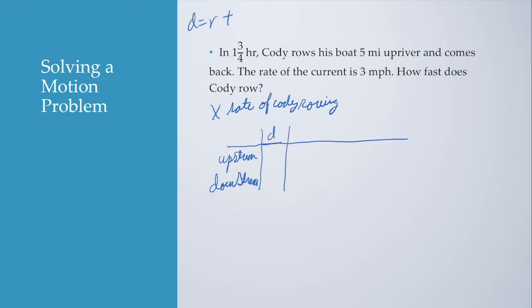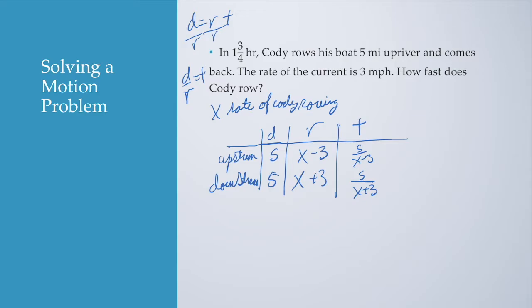So the rate when he was going upstream would be x minus 3 because the river's fighting against him, and he went 5 miles. The rate when he's going downstream would be x plus 3 because he's rowing x and then the river's also pushing him 3 miles per hour, so we'd have to add them together. And then how do I figure out the time? Well, distance equals rate times time, and if I wanted to solve for t, if I divide both sides by r, I get d over r is t. So my t is going to be 5 over x minus 3 and 5 over x plus 3.